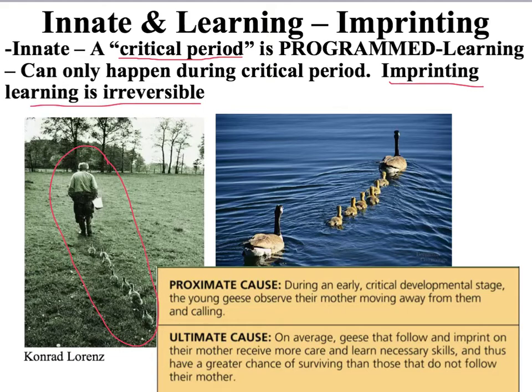Proximate cause is going to happen during that critical period. So what's the stimulus? In the case of the geese, the first large moving object. The ultimate cause of this is what I explained about being able to learn appropriate behaviors and get protection. So this behavior increases survival by offering the gosling protection and increases its ability to reproduce by learning species-appropriate behaviors.